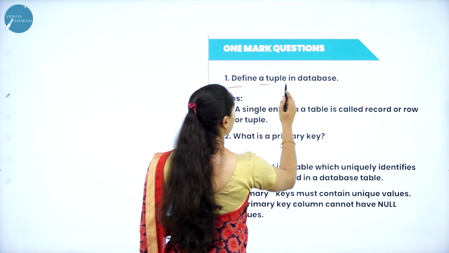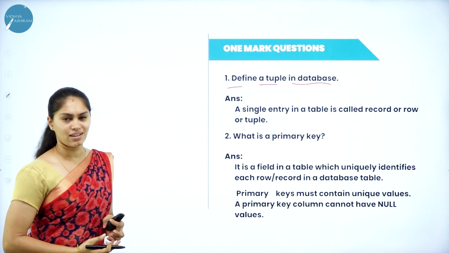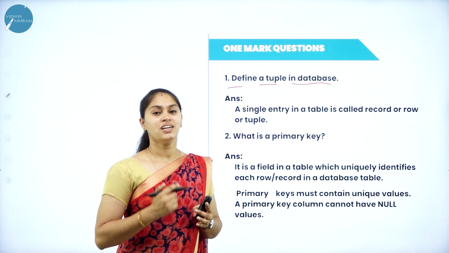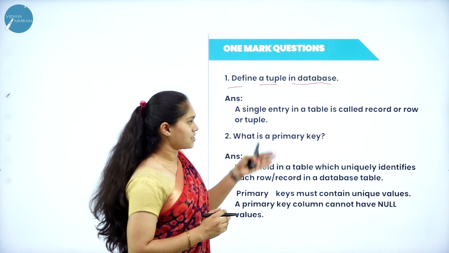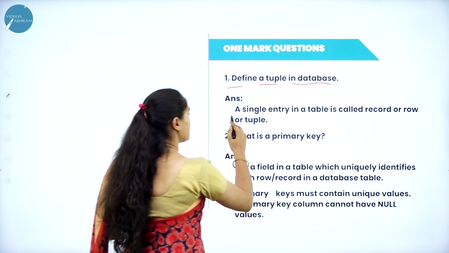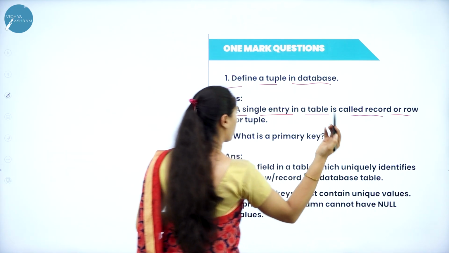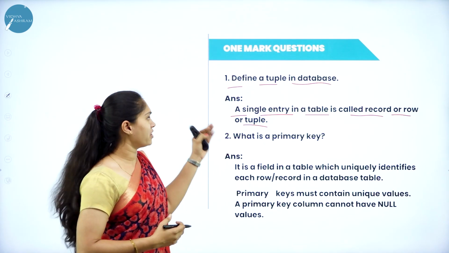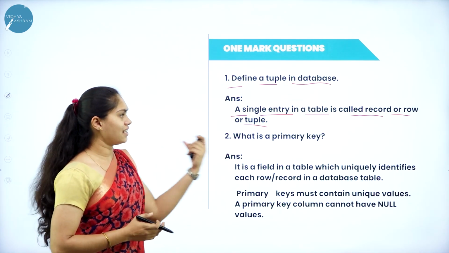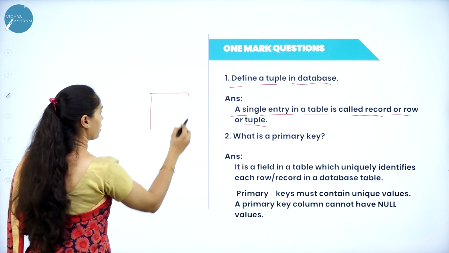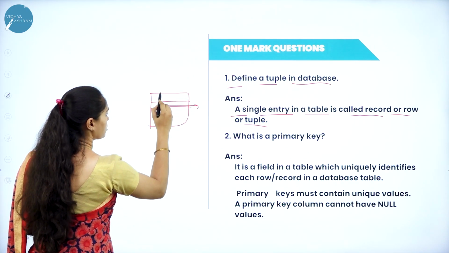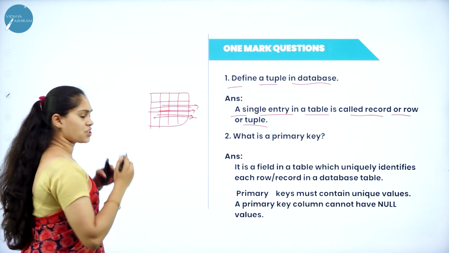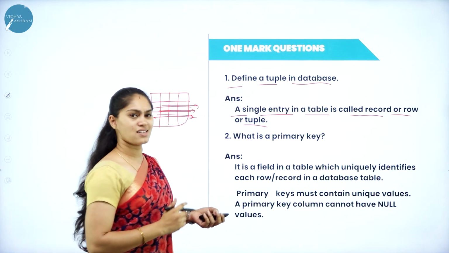Define tuple in a database. What do you mean by tuple here? You have to understand, do we have any alternative name for tuple? Yes, we do. We call the tuple a record as well as a row. So a single entry in a table is called a record or row or tuple. These are the synonyms for tuple. If you consider this as a table, and consider it has a number of columns and I give the value for each record or each row, that will be considered as a tuple.